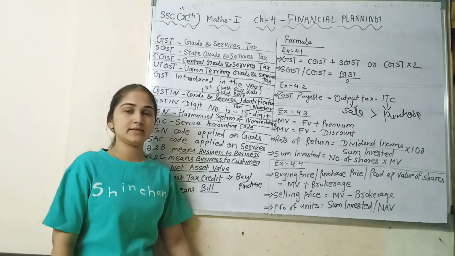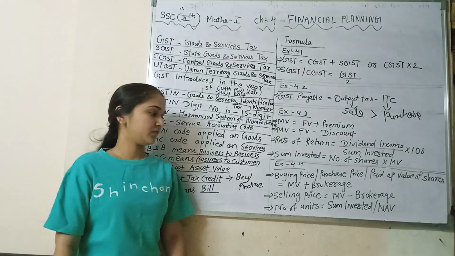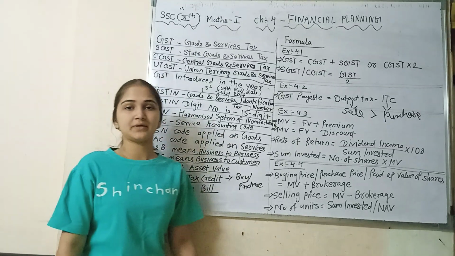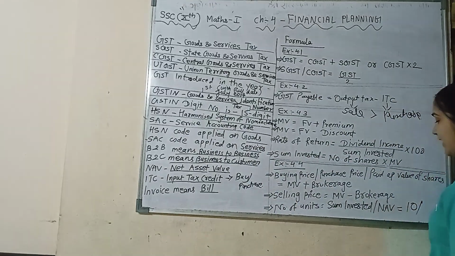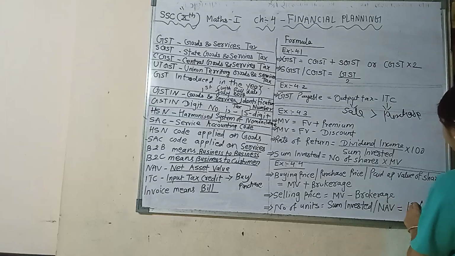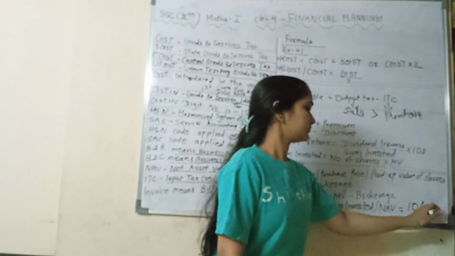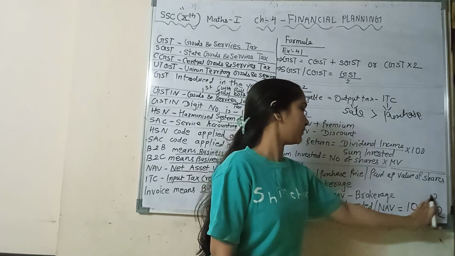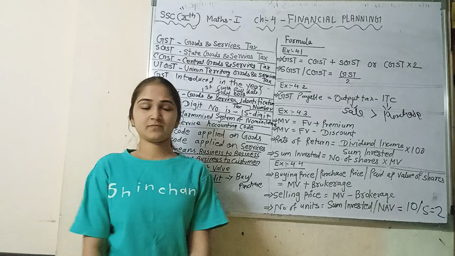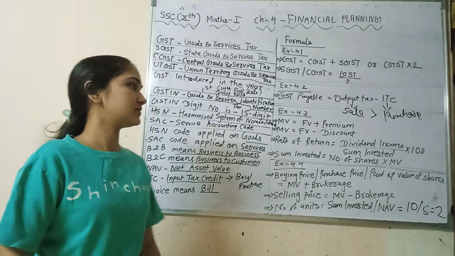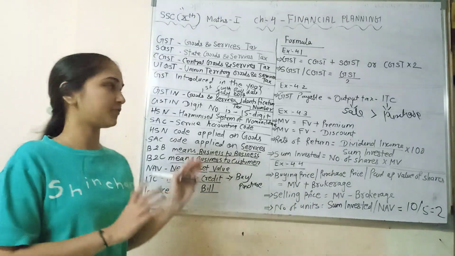Number of units is equal to sum invested upon NAV. If they give you the sum invested amount like 10 crores, okay, so 10 crore divided by NAV, which is something like 5, you will get the number of units. So I hope you understand this very clearly, and there is a 100% chance of this coming.